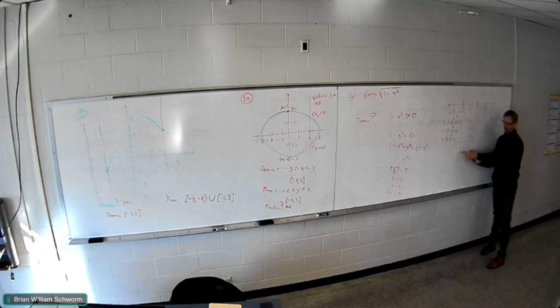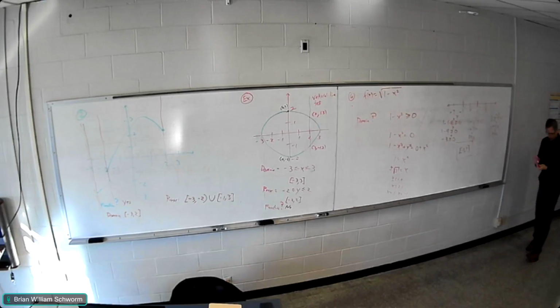It gets the brackets because at -1 and +1, it's exactly equal to 0, and square root of 0 is fine.